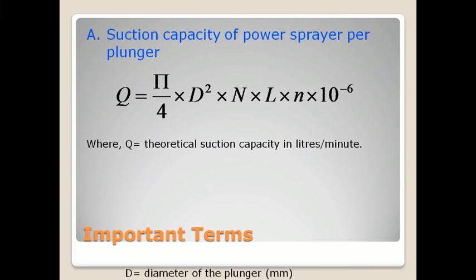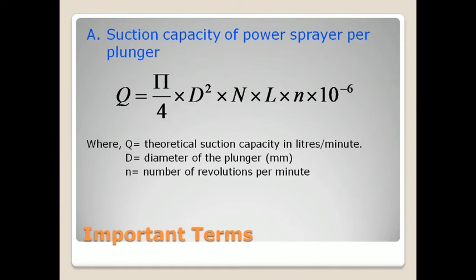Important terms related to duster and also a sprayer. Suction capacity of power sprayer per plunger is calculated by Q equals pi upon 4 multiplied by d square multiplied by N multiplied by L multiplied by small n into 10 raised to minus 6, where Q is theoretical suction capacity in liters per minute, d is diameter of the plunger in millimeter, and N is number of revolutions per minute. L is stroke length in millimeter.